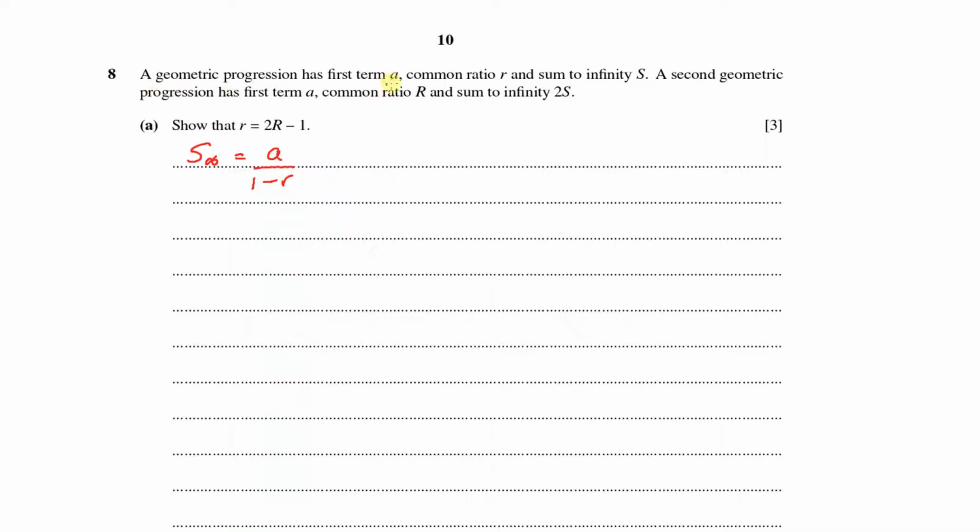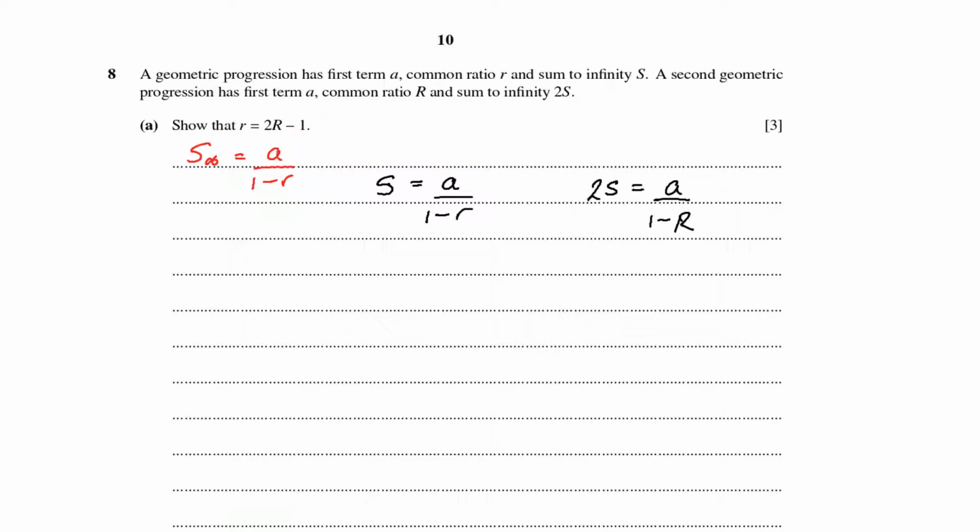Now from the question here, they say a geometric progression has first term a, common ratio r, and sum to infinity S. So therefore S should come out as a over 1 minus r. And they also say that a second geometric progression has first term a, common ratio capital R, and sum to infinity 2S, which we can say 2S is equal to a over 1 minus capital R. So we now have these two equations. So they want us to show that r is equal to 2R minus 1.